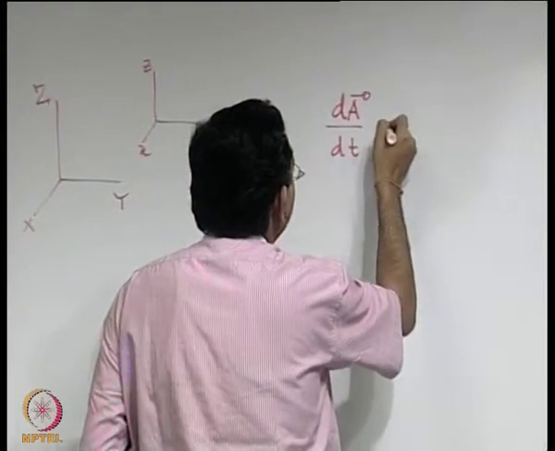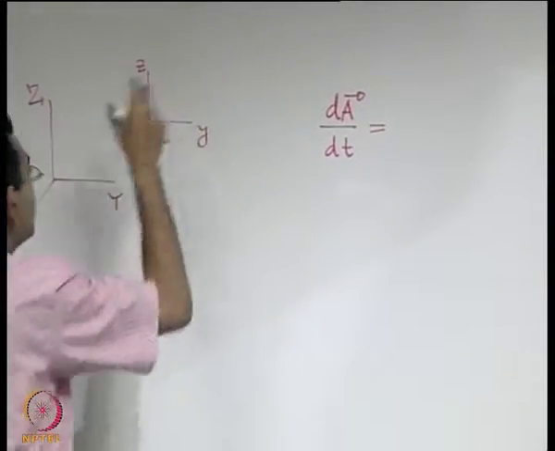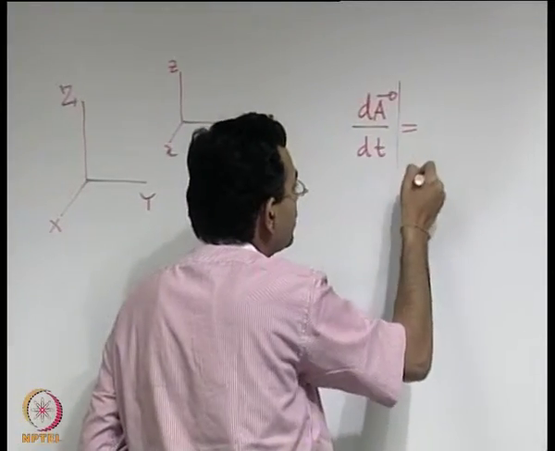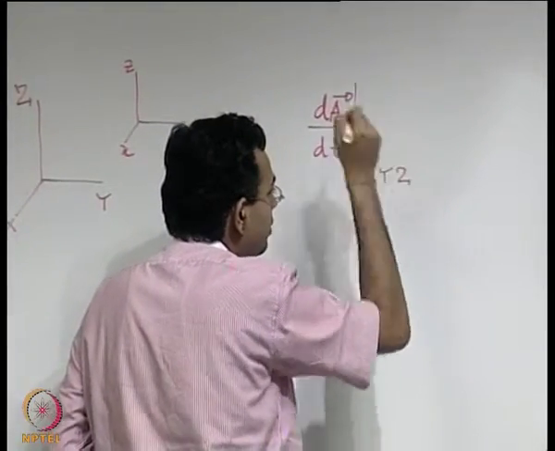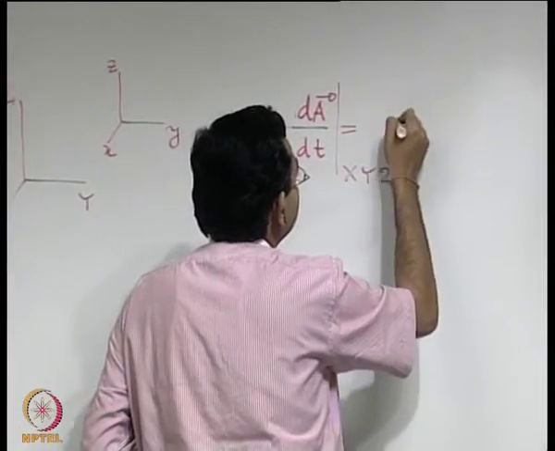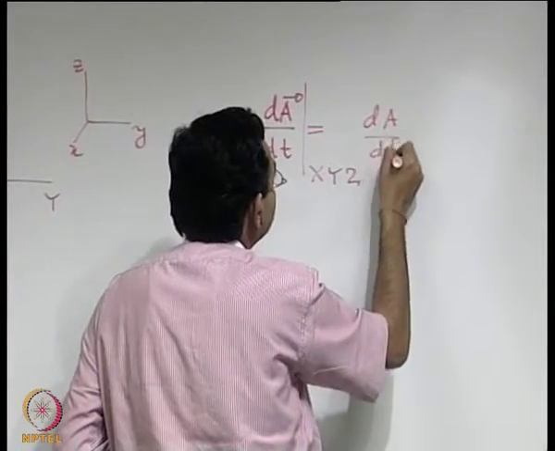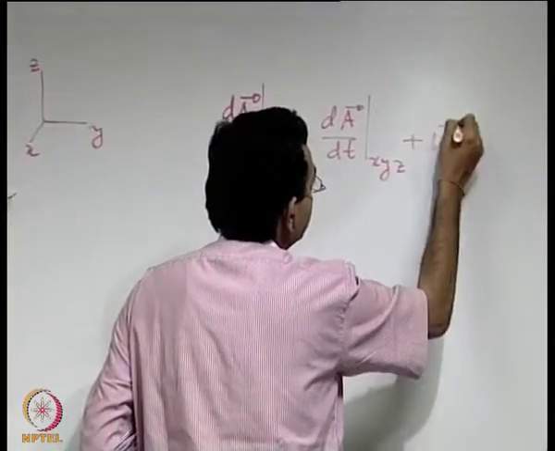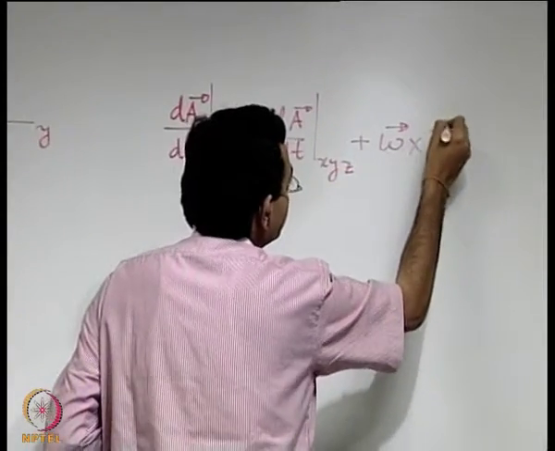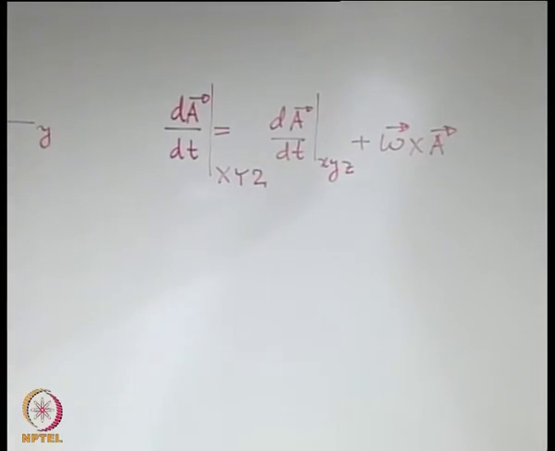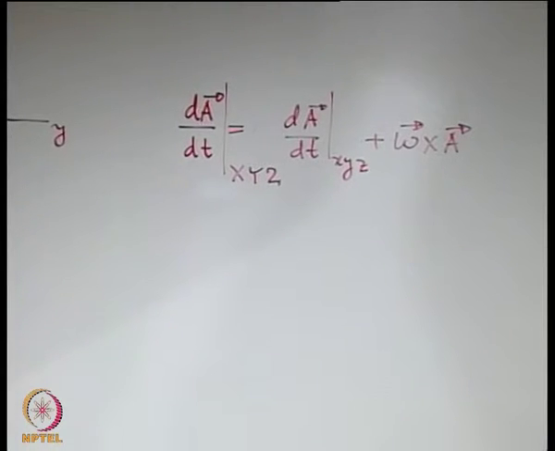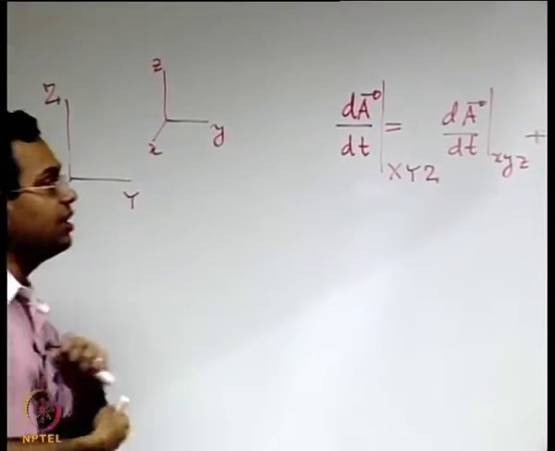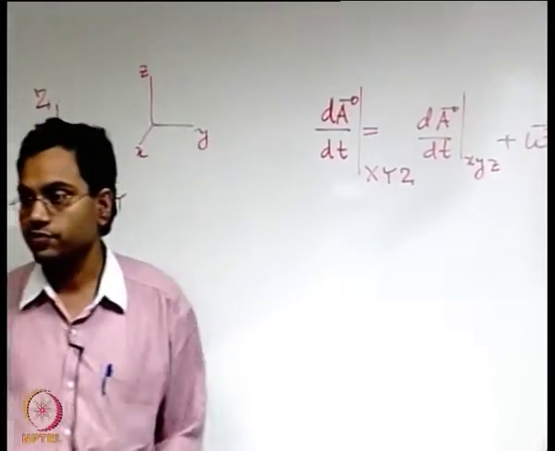So, if you have the vector A which is there in the small x y z reference frame, the derivative of that with respect to the capital X Y Z, which is like a stationary reference frame, is this plus omega cross A. Clearly, if this small x y z reference frame has no omega, then the derivatives are identical.